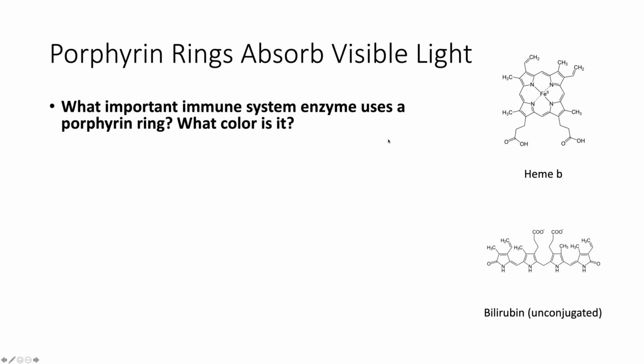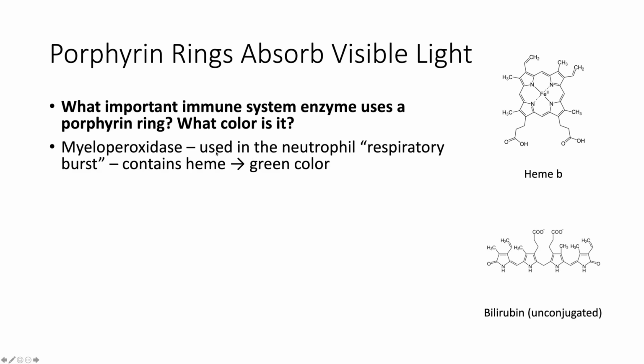Cool. What important immune system enzyme uses a porphyrin ring, and what color is it? Myeloperoxidase. In the respiratory burst, it actually contains heme, which is interesting. So it also contains a porphyrin ring.